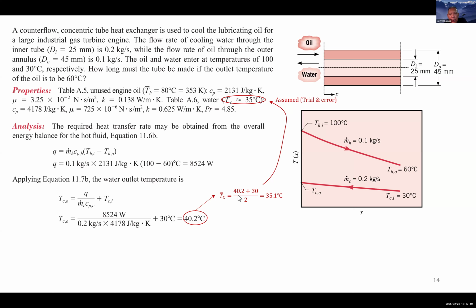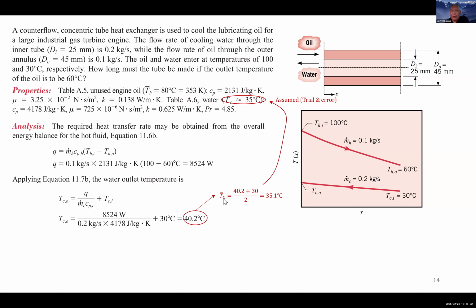You add the 40.2 that you found recently with the inlet temperature and divide by 2, you're going to get something like 35.1. Luckily, you assumed it to be 35 degrees Celsius at the beginning. So right now you should be feeling okay that you started up with the first number of trial and error and you found it. Okay. So if it's not in the vicinity of 35 degrees Celsius, it's up to you if you're going to redo this part again.